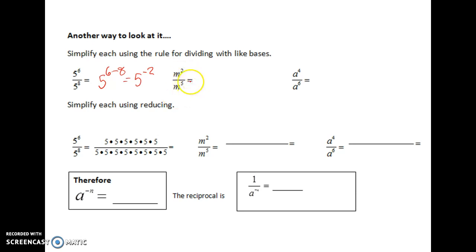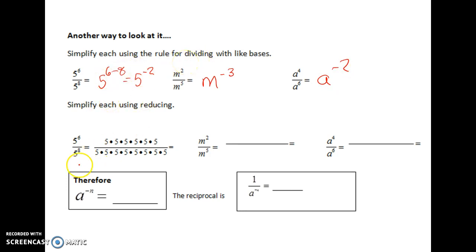If we're looking here, these are like bases, we're subtracting them. So the base is there, and then we have 2 minus 5, in that order, is negative 3. And I'll let you figure out this one using those two examples. So that should be a to the negative 2. That is what we get when we're using the division rule.